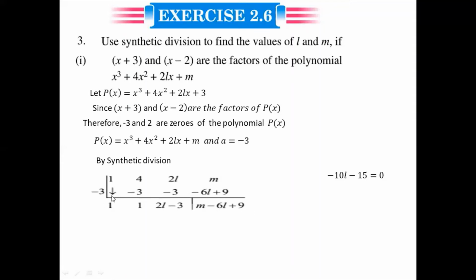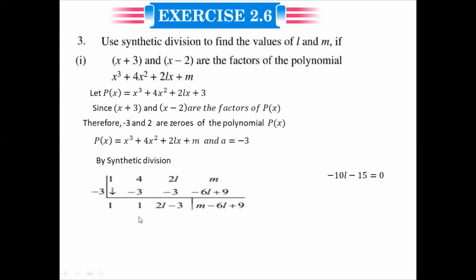We take 1 as it is under the horizontal line, and we multiply this 1 with minus 3. So we have minus 3, and we write this minus 3 under 4, and we add up, we have again 1, and we multiply this 1 with minus 3, result is minus 3. We write this minus 3 under 2l. When we add up these numbers, we have 2l minus 3. Again we multiply this 2l minus 3 with minus 3. When we multiply, we have minus 6l plus 9. Again we add these quantities. We have m minus 6l plus 9.